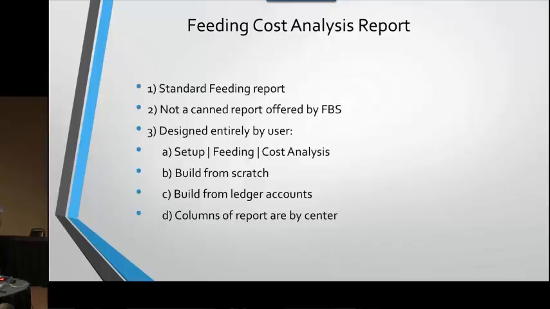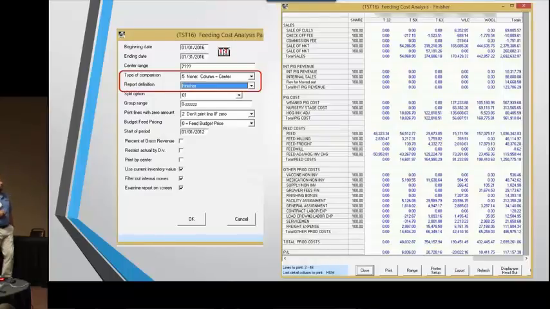The last report we transition to is going to be the feeding cost analysis. Once again, it's not a canned report. It's something you're going to have to build from scratch, in a similar fashion to how you did the consolidated cost analysis. It's under setup, feeding, cost analysis. You go in there, you can build it from scratch, or you can build it from ledger. And once again, the columns are by center. I'm not going to go into setup, so it's the same as the consolidated.